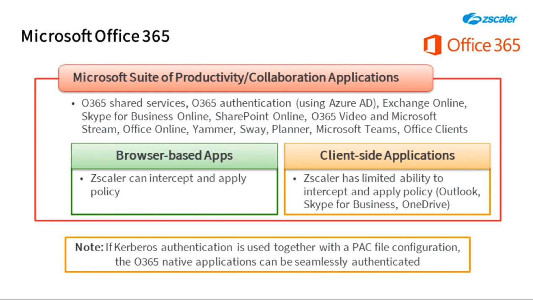Note that if you use Kerberos authentication, this allows the service to authenticate all Office 365 client-based traffic that is otherwise not compliant with Zscaler's default cookie-based authentication. But note that because Kerberos authentication cannot be used in transparent proxy mode, you must deploy pack files as well.